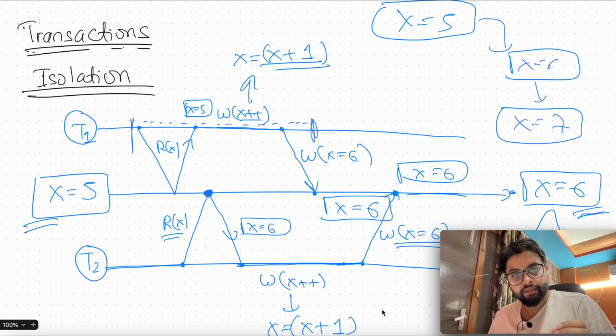So in another example, let's see what will happen if we maintain, or follow, the isolation property, and how this entire picture will make sense. I'll just clear this up.